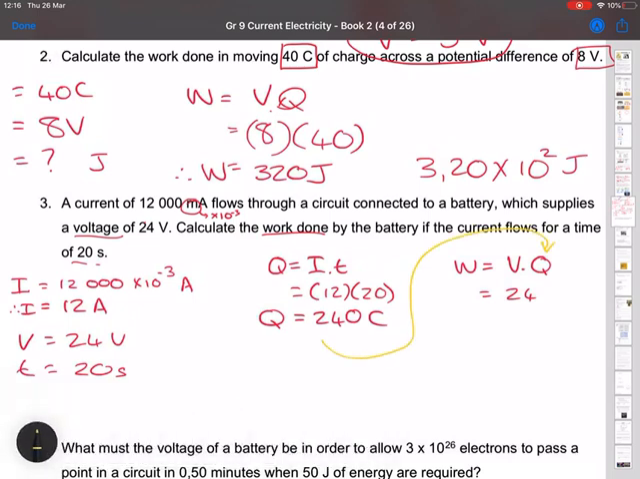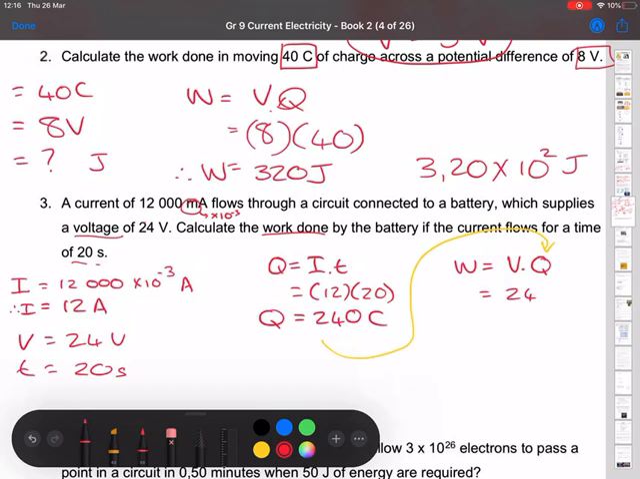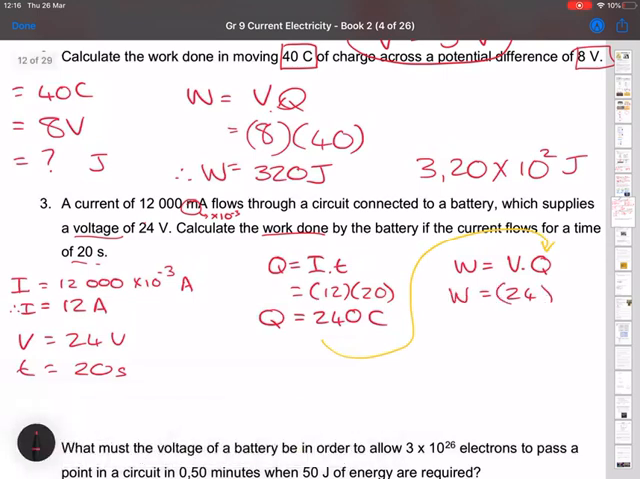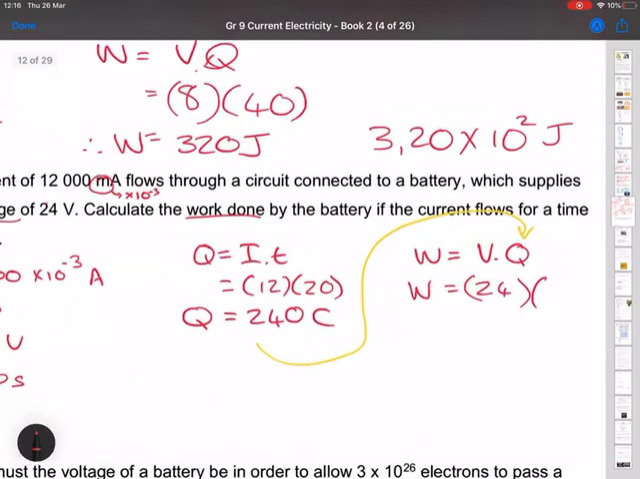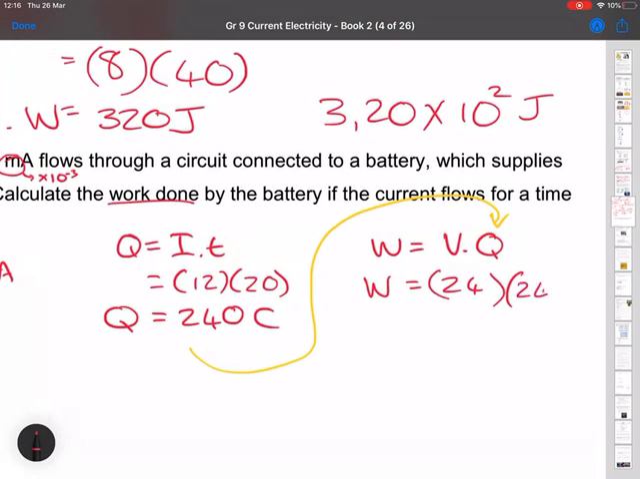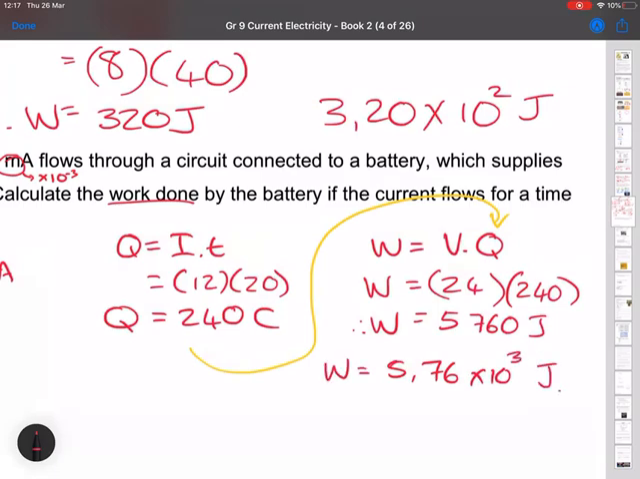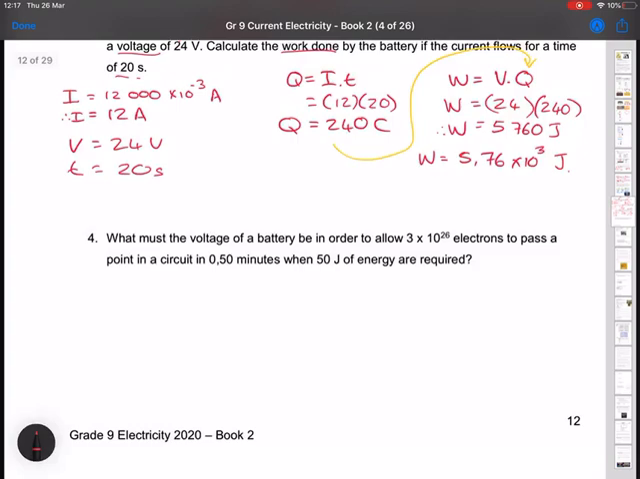Now you can take that 240 coulombs charge and substitute it into that equation. So our work is going to be 24, it's the potential difference that they gave us, times the charge that you've just calculated, which will be 240 coulombs. 24 times 240 is 5,760 joules. If your calculator was in scientific notation mode, you can have 5,76 times 10 to the 3 joules. That's fine as well.